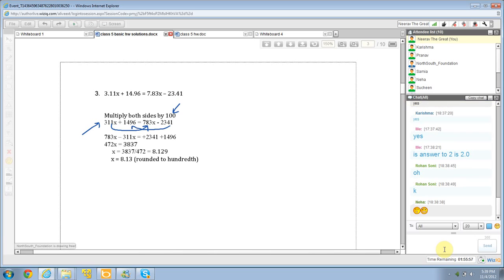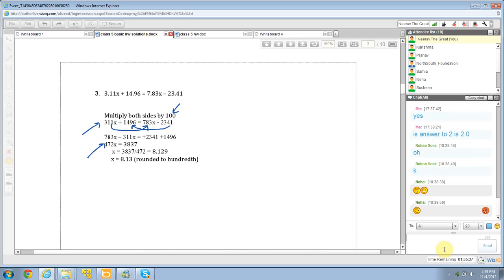and this 241 over there. So what do we have? We have 783x minus 311x is equal to a positive 2,341 plus 1,496. So when you do all the math, you get 472x equals 3,837, and then you just divide by 472, just to isolate your x, and then you get this answer on your calculator.